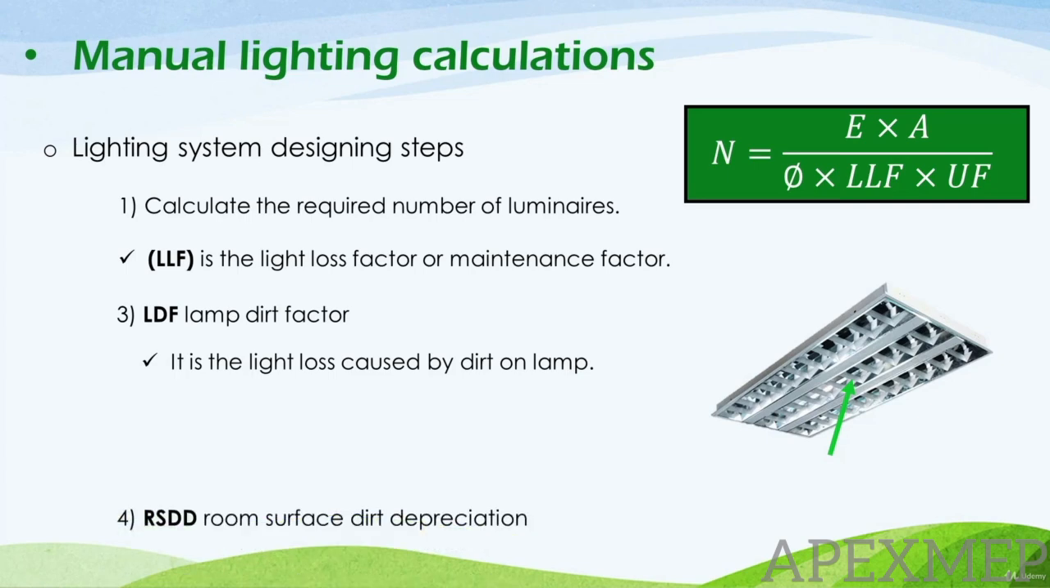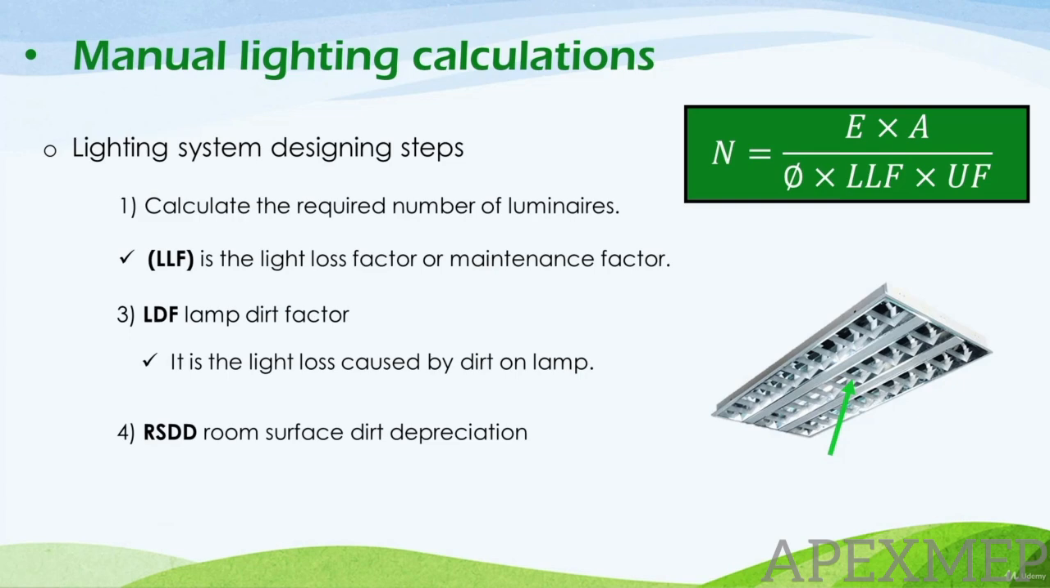Alright, now the fourth factor we have is RSDD, and RSDD is the room surface dirt depreciation. And this factor is related to the dirt on the surface of the room, as when the room surfaces have dirt or dust on them, this will absorb the lumens out of the lamp and decrease the effect of the light out of the lamp. While when the room surfaces have less dust or less dirt, this increases the effect of the light or illumination, which makes the room appear brighter.